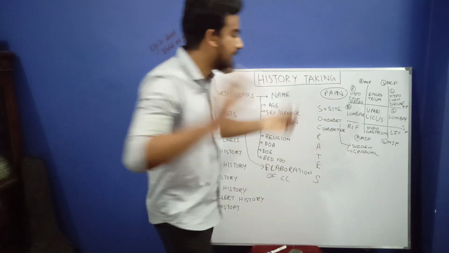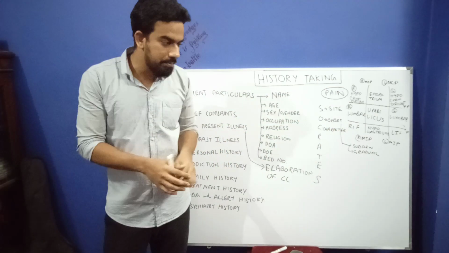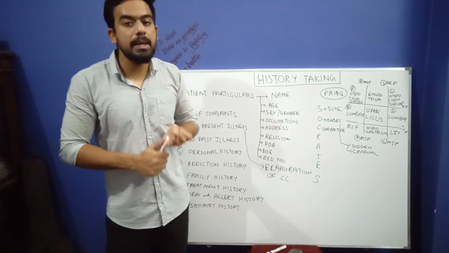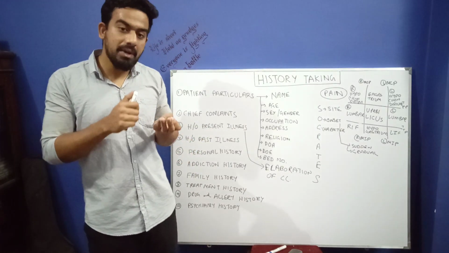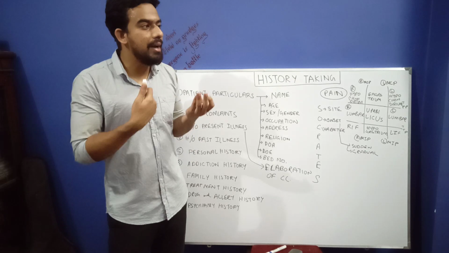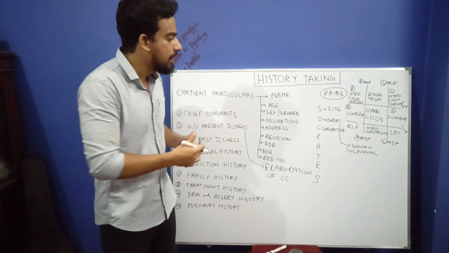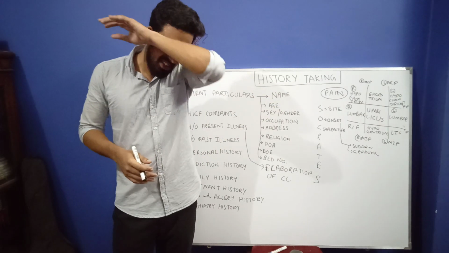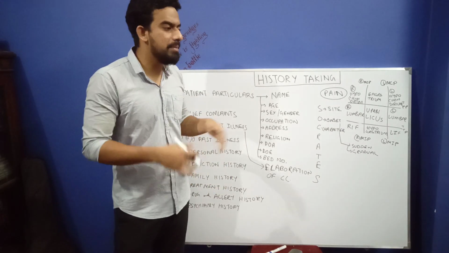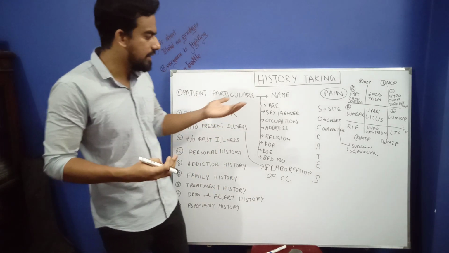Next, C for character. Now there are some specific characters for the pain. For example, you might be having colicky pain, dull aching pain, throbbing pain, stuff like that. So these are the ones that you might be encountering in a patient for final year exams.